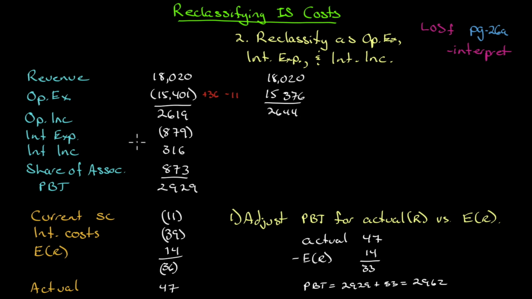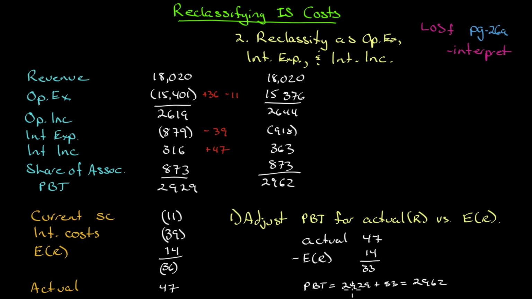Great. Our interest expense is 879 right now, but we're told down here it's 39, so we would subtract another 39 for interest expense, because this is negative already. 879 minus 39 makes it even more negative, right? So that'll give us 918. Our interest income is 316. What are we going to do with that? Remember, we said we're going to take our actual amount, so we'd take this and add the 47 to it, and that will give us 363. 873 stays the same, and you should get 2962, which is the same as adjusting the profit before tax.